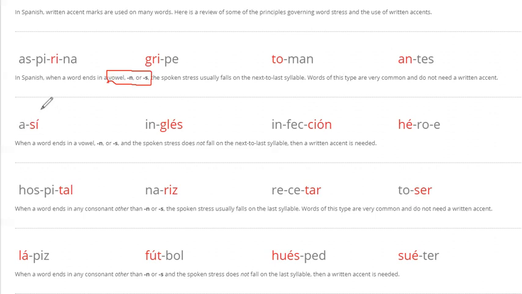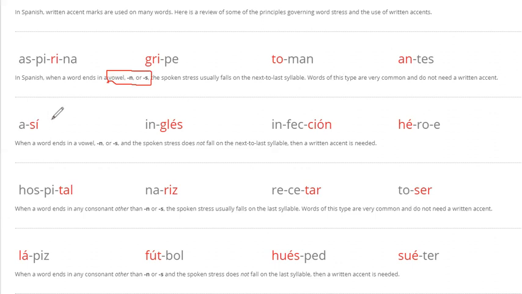Now you notice here, asi ends in a vowel. And because it has a vowel at the end, the rule is it should be on the second to last, which is right here. It is not, however. And since it is not, that is why there is an accent mark written right here. I don't know if you can see it all that well, but there is definitely, instead of a dot on that I, an accent mark.